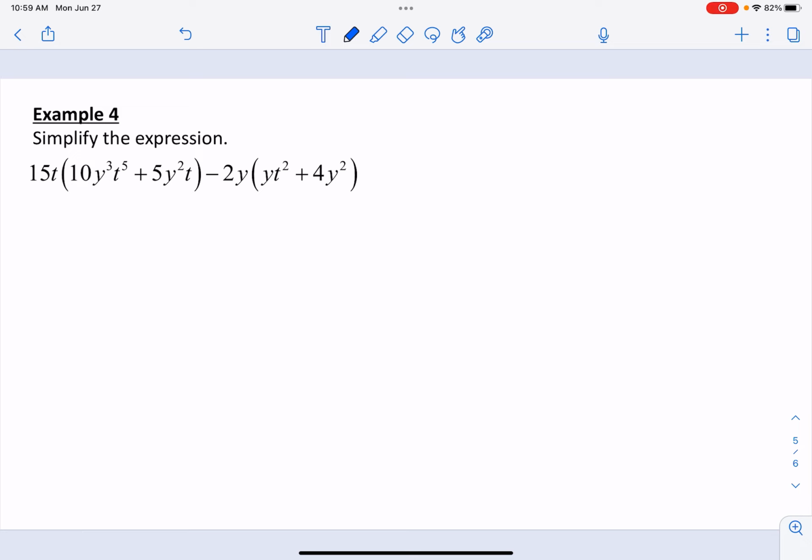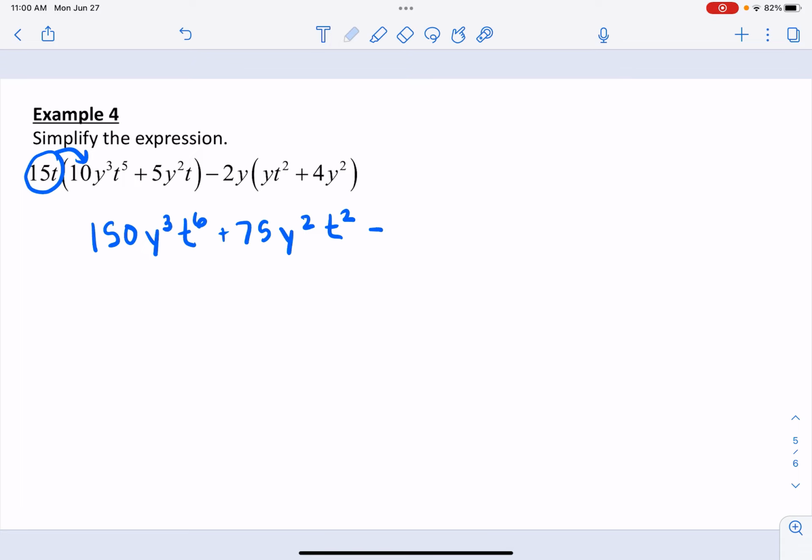Okay, this next one. So now I have a 15t that I have to distribute in. 15 times 10 is 150. There's no y, so the y exponent stays the same. I add the exponents on the t and the t to the fifth. 15 times 5 is a 75. Again, the y exponent stays as it is, and I add my exponents there.